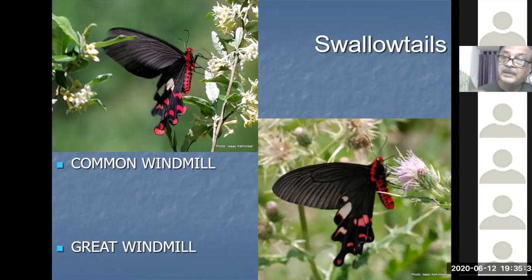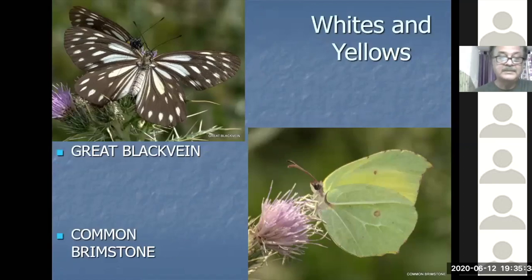And then we again come to the whites and yellows, and they have the great black wings, the large butterfly with those veins. The wing veins are darkened by dark scales. And then you have another, the common brimstone, or the Himalayan brimstone they call it.